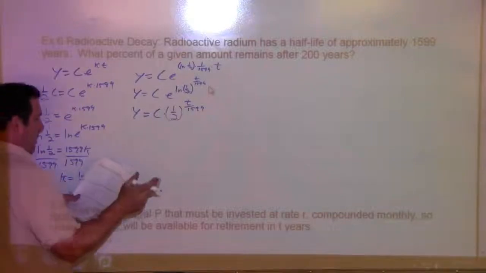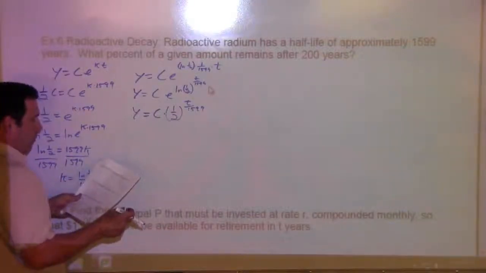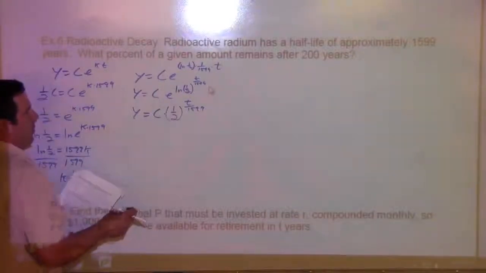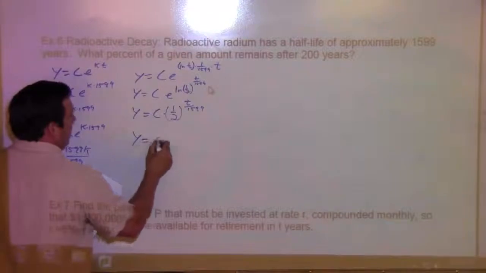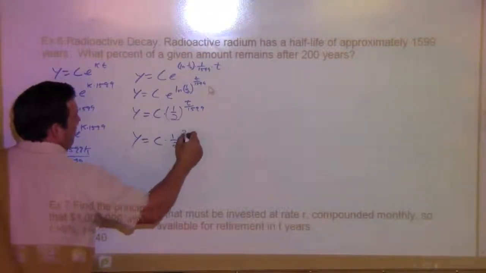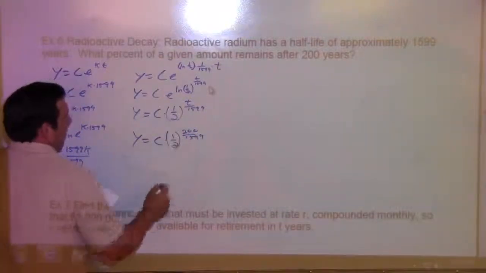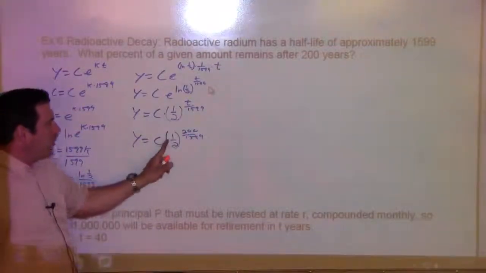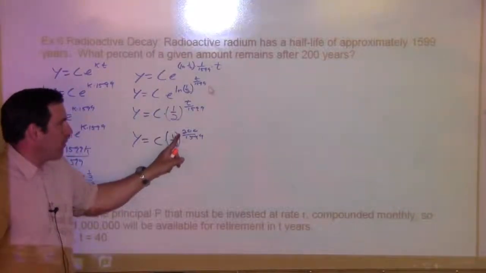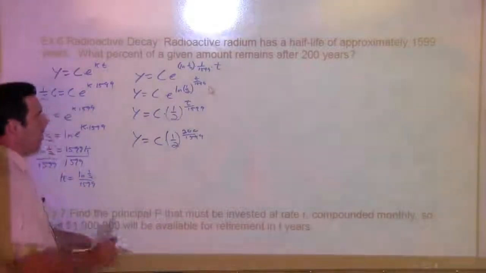So how much remains after, lost my train of thought, after 200 years? Y equals c times 1/2 to the 200 over 1599. Now the danger you have here is with the 1/2 is forgetting that this is 1/2 raised to the power. If you do 1 to that power over 2, you're going to have problems.